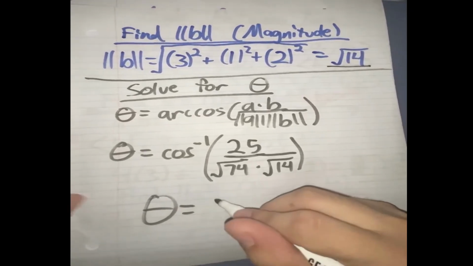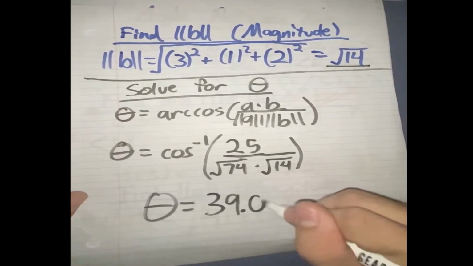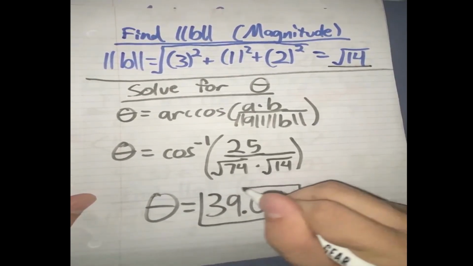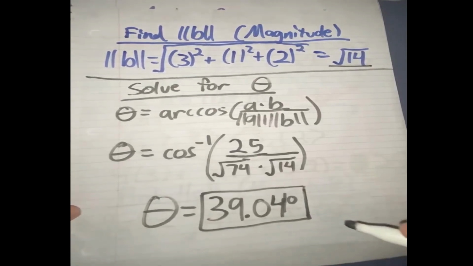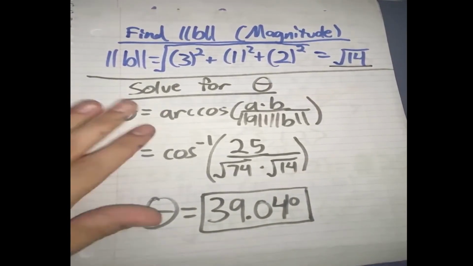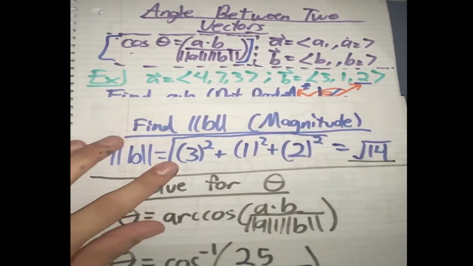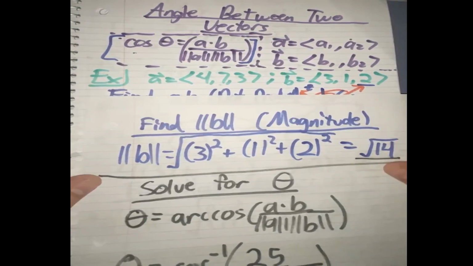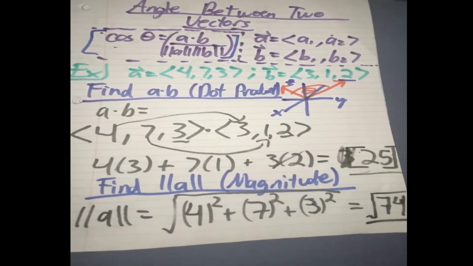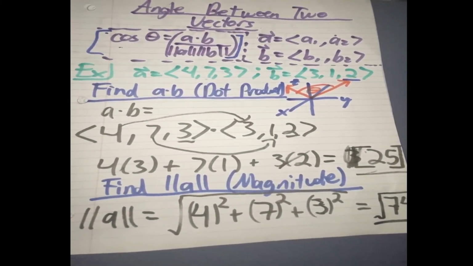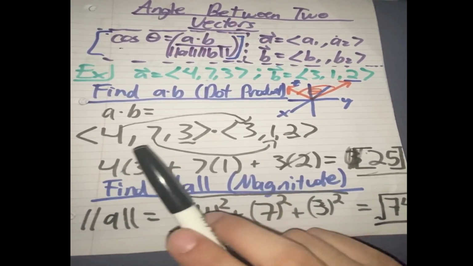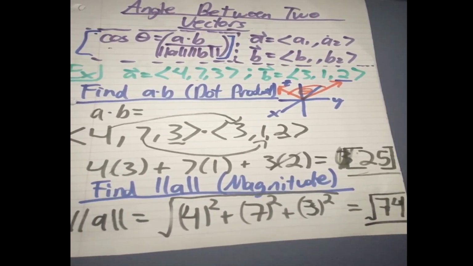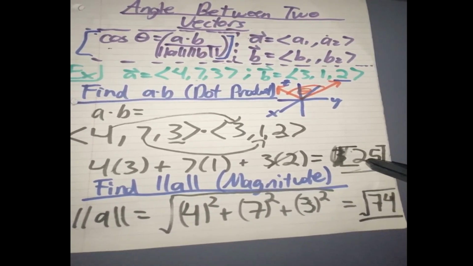So if you didn't get this answer, you messed up somewhere, or you might have not plugged it in properly in your calculator. But this is the angle between vector A and vector B. So looking back in retrospect, the first thing we do is find the dot product of vector A and B. So basically just multiply each x component, y component, and z component. And in doing so, you get a scalar value. In this case, I got 25.